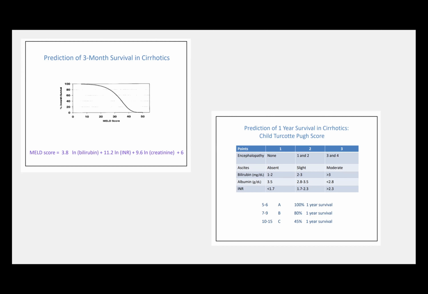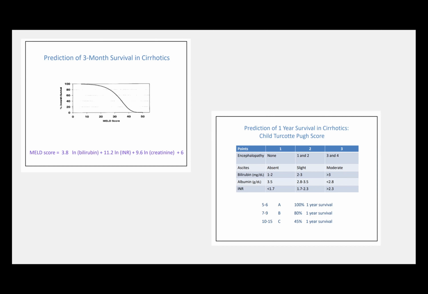The MELD was originally used for predicting mortality after performing a TIPS procedure. And when they found that it was so accurate, they started using it in cirrhotics, whether it's outpatient setting, inpatient setting, and of course for placing them on the liver transplant list.